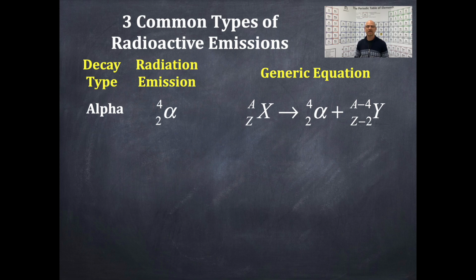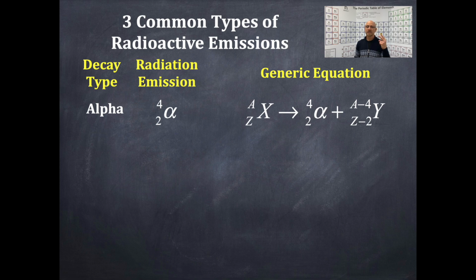And then there's a little bit of a math problem here, and it's a simple math problem. We're going to subtract 4 from the original mass, and we're going to subtract 2 from the original atomic number. That will get me my new element, which is Y, and we're going to have to look that up on the periodic table.